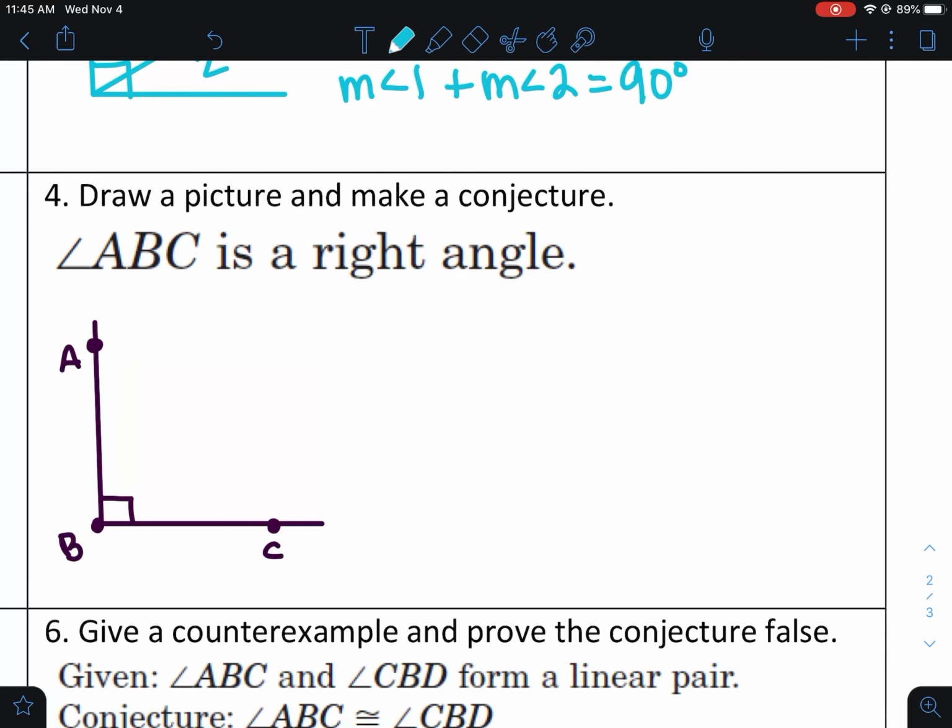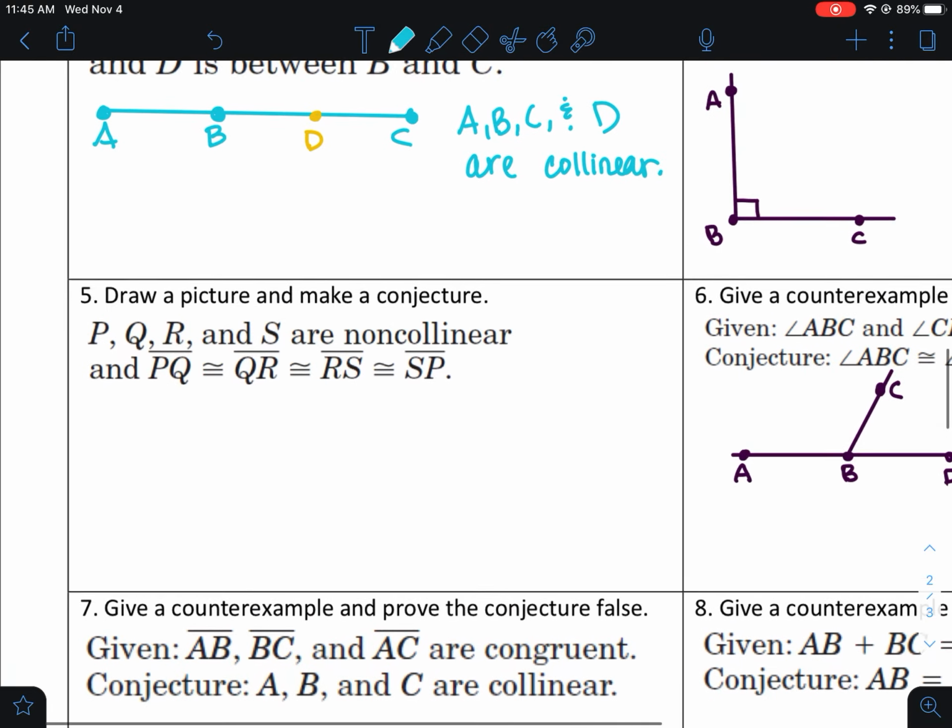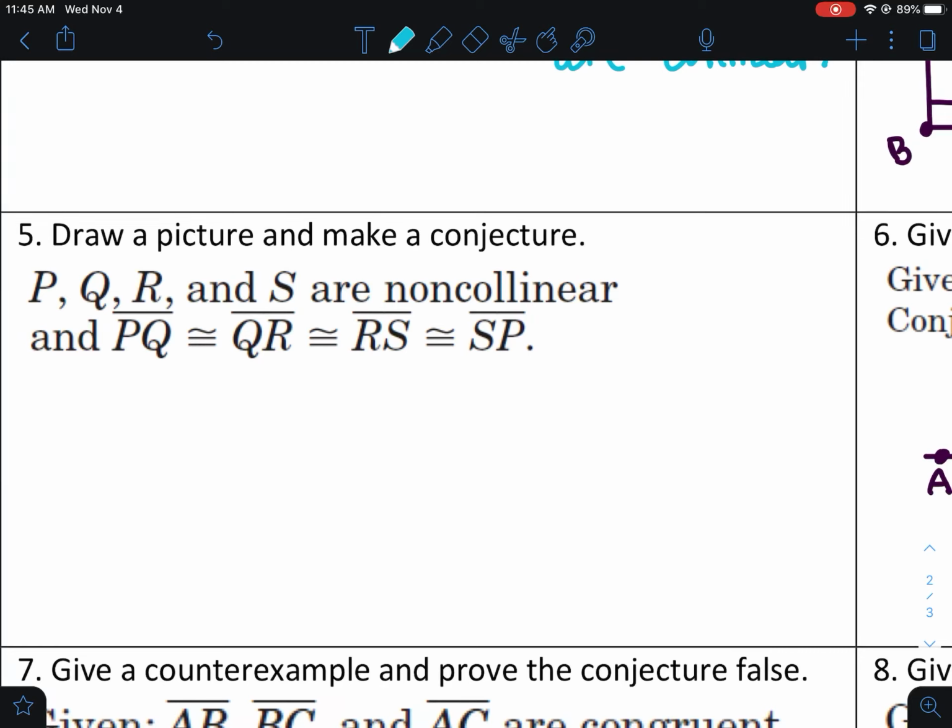Number 4, draw a picture, make a conjecture. Again, ABC is a right angle, so I went ahead and drew that already. Let's see what conjecture we can make. We could say that the measure of angle ABC equals 90 degrees, right? Because the right angle is 90 degrees. So that's one conjecture we can make. That's not the only one, that's just one. Number 5, we have P, Q, R, and S are non-collinear. And then we have these important bits of information: PQ, QR, RS, and SP are all congruent. So I'm just going to draw PQ, and then QR.